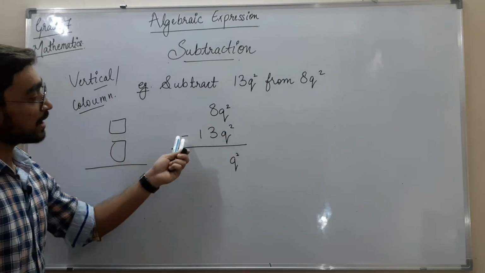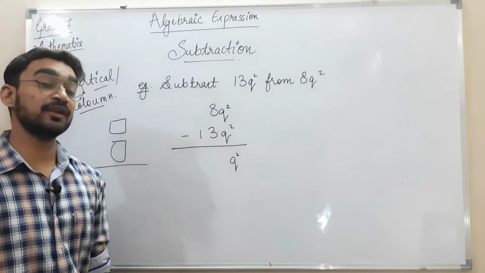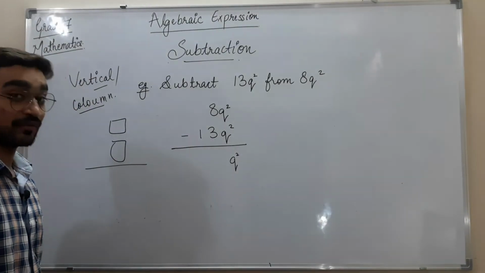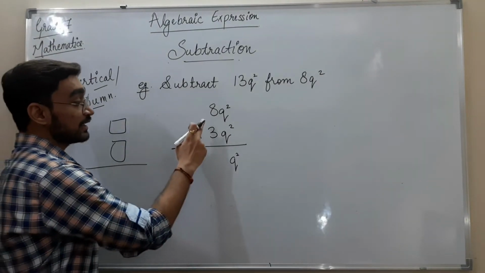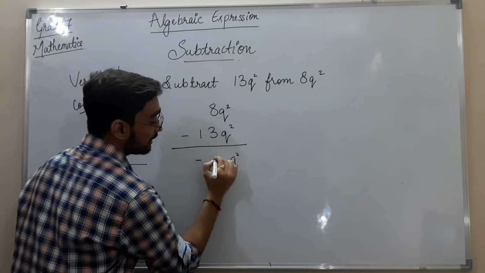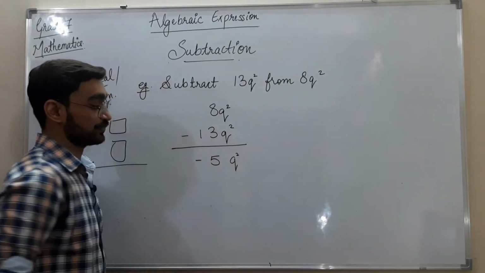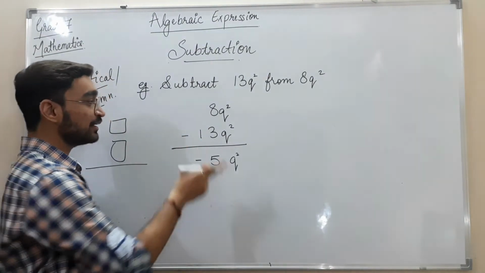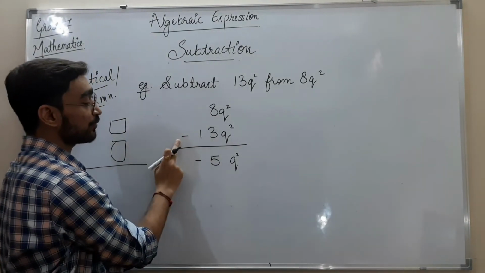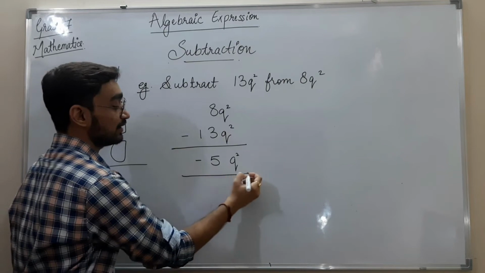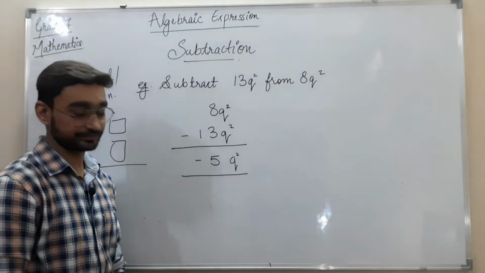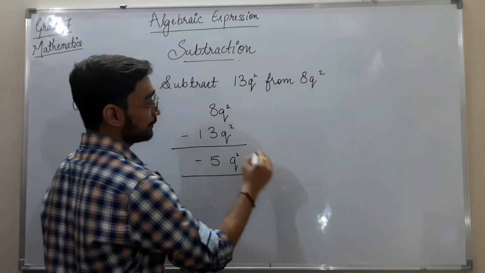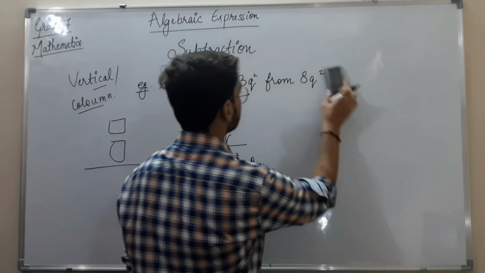Now 8 minus 13. 8 minus 13, how much? Very good. It will be minus 5. Why is it minus 5? Because 13 is bigger. Or we can say that from a smaller number we are subtracting a bigger number. That is why we are getting the answer as minus 5. This will be our answer. See one more example.